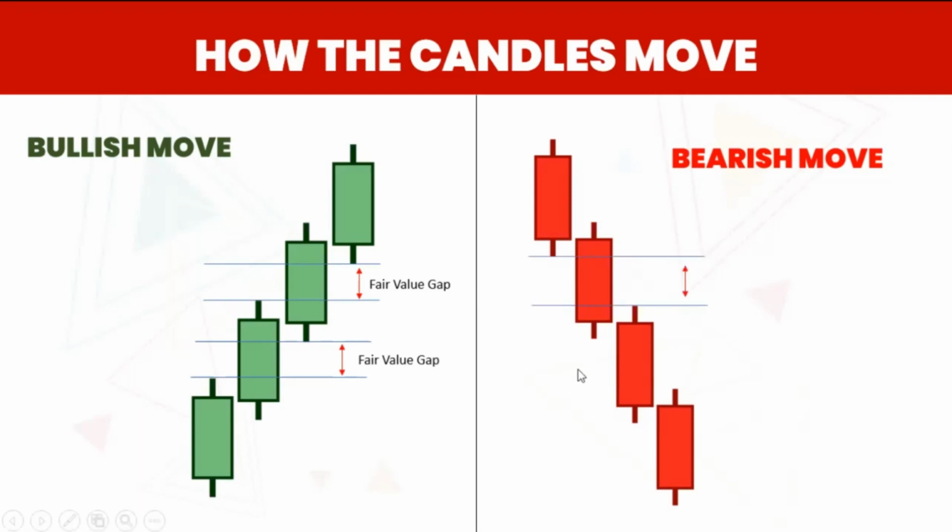You can see the same thing is applicable here. So there's always a fair value gap when the market moves like this. If the low of this one is not touching the high of this one, that's a fair value gap. Do you understand me? The implication of this is huge, and I'm going to show that to you as we keep on going.